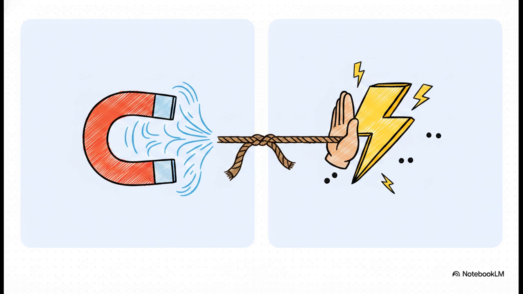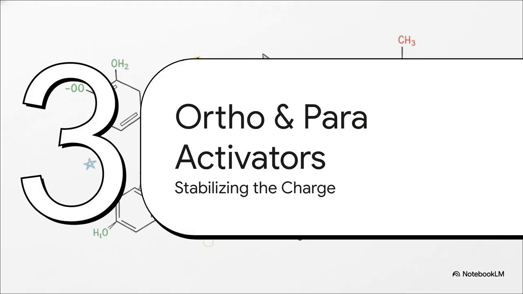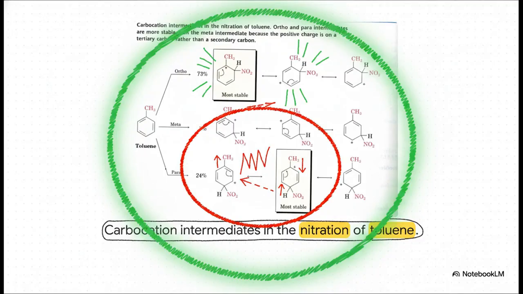Every single substituent on a benzene ring is basically playing a microscopic game of tug-of-war between these 2 forces. Part 3. Ortho and para activators, stabilizing the charge. Let's see how these forces dictate not just the speed, but exactly where the incoming electrophile attaches. Take the nitration of toluene here.